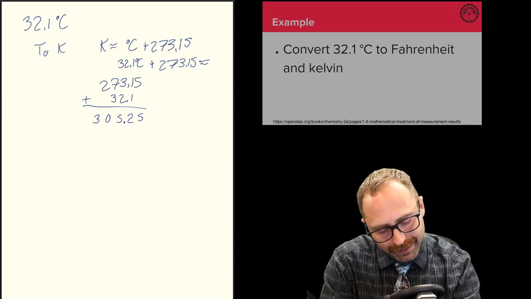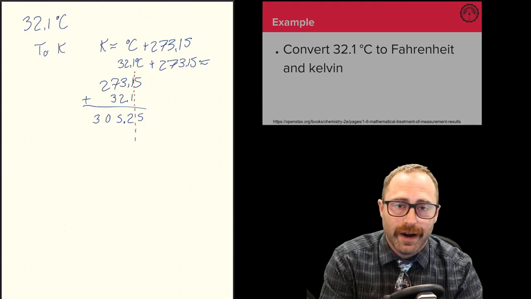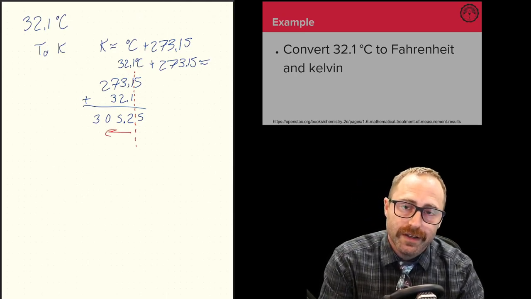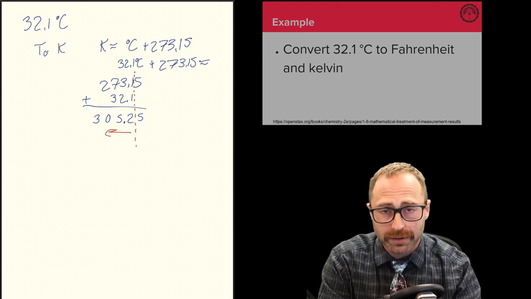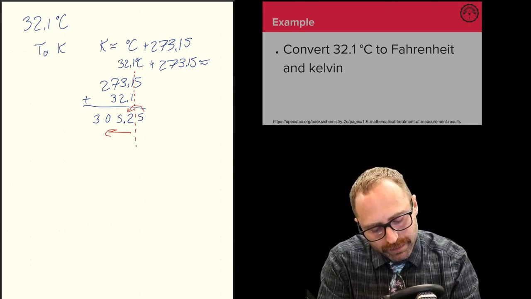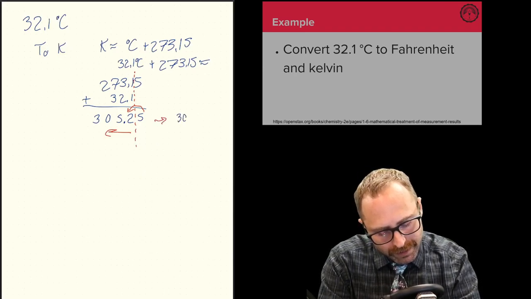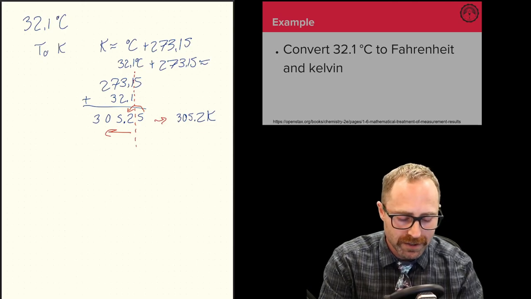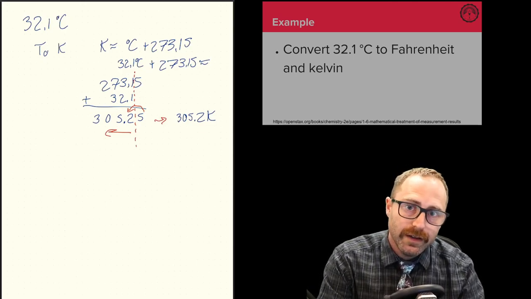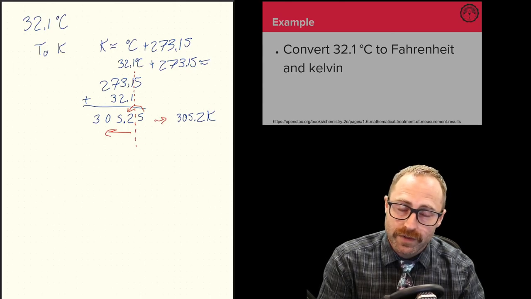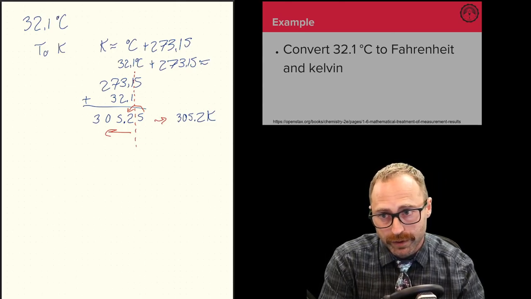So we need to drop a line just to the right of it. So everything here to the left of the line is going to be eligible to be a significant digit. Everything to the right isn't. The 5 is going to tell our 2 to go up. So our final answer will be 305.2 Kelvin. If you applied the multiplication and division rules, you're going to end up with 305 Kelvin. And that would be incorrect because you're not using your significant figures rules for addition and subtraction correctly. So following said rules is going to be important, and it's going to be important when you're doing unit conversions.